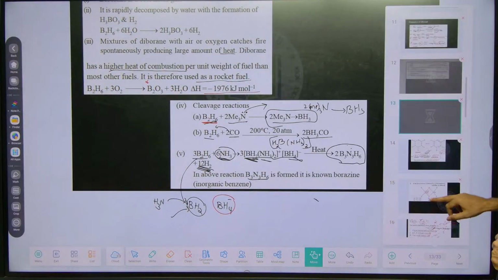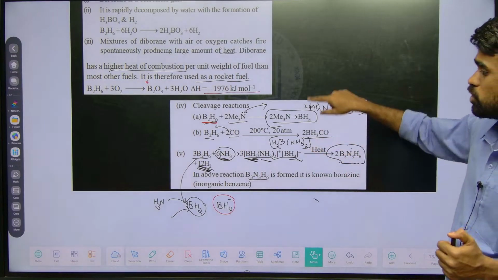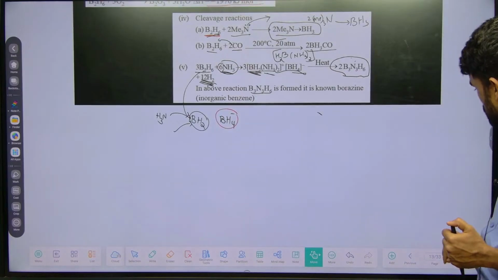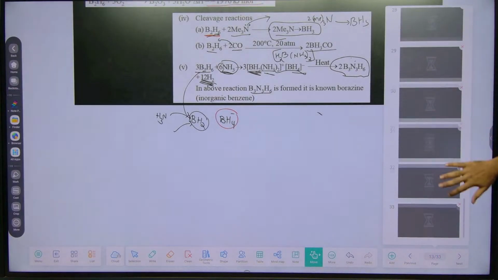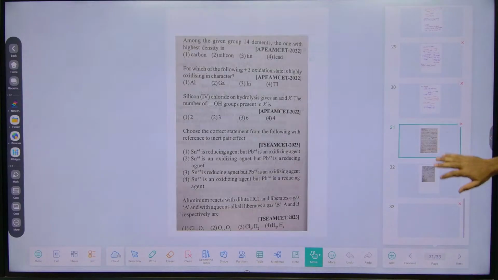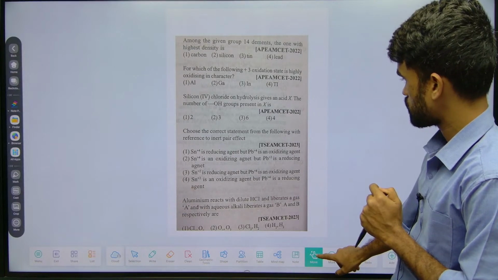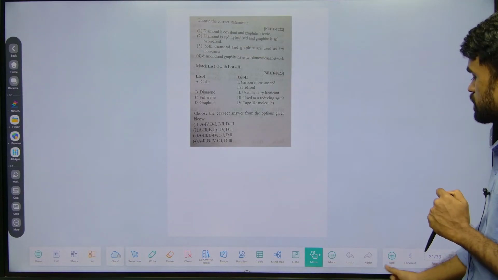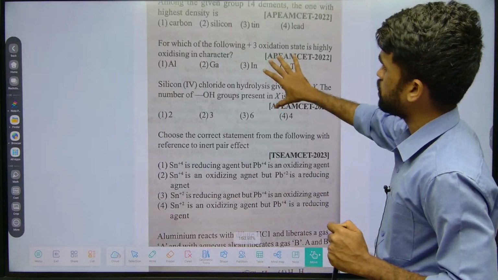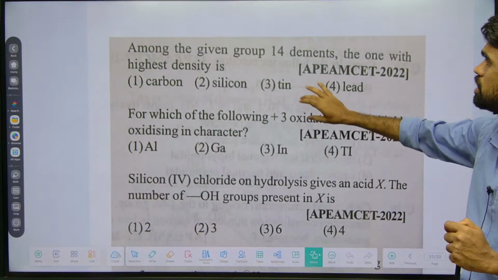So we need to discuss the 14th group elements. Tell me, what are the 14th group elements we have? Let us solve the questions otherwise. With whatever concept you know, just answer me this, because if I start it also, it won't be over.